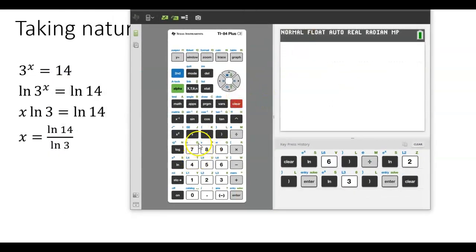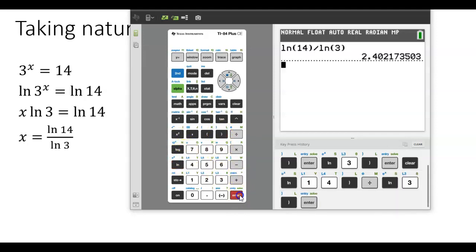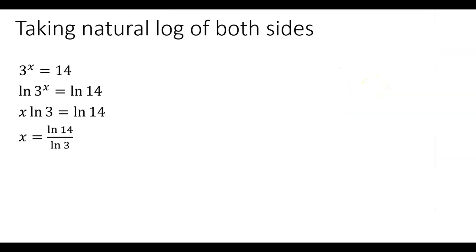So we can say natural log of 14 divided by natural log of 3, and we would get approximately 2.402. All right.